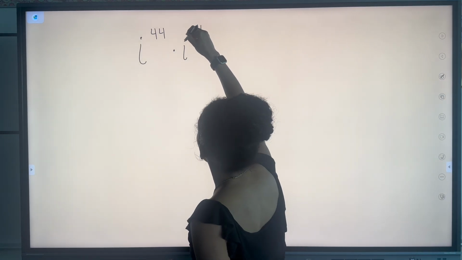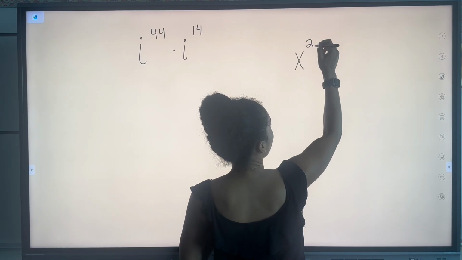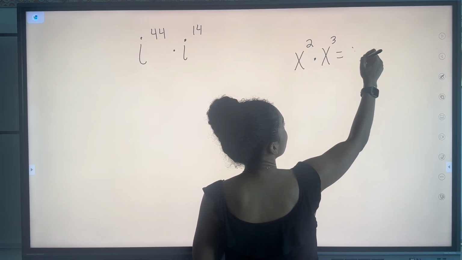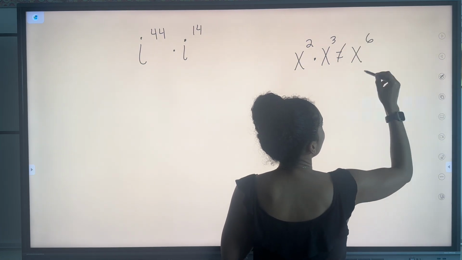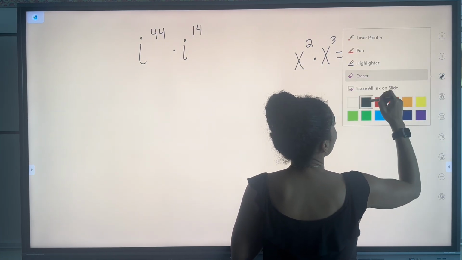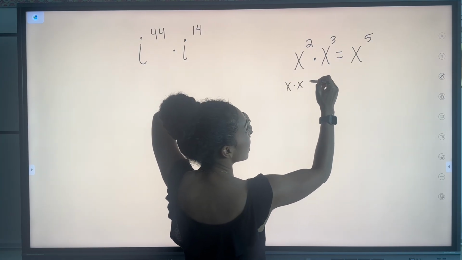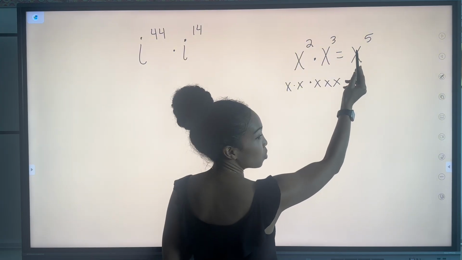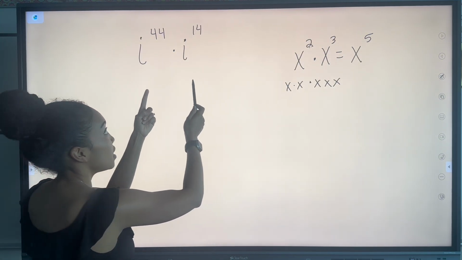Before we tackle this problem, let me just remind you of something. X squared times x cubed is what? X to the power of 6. Nope, everyone says that. X to the power of 5. Yes, it's 5, because x squared is x times 3 more x's. That's 5 x's total. So what you did is you added the exponents. You're going to do the same thing here.